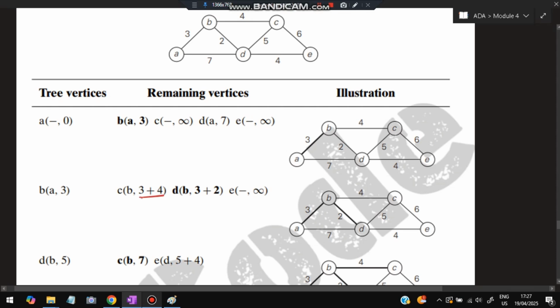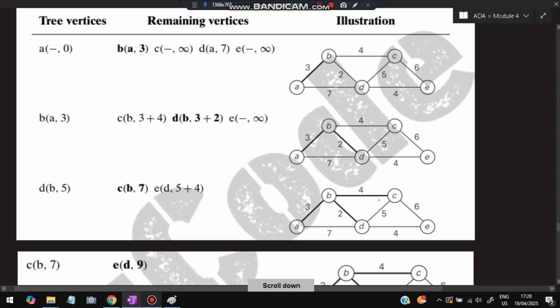Now this 3 plus 4, how did I get it? I got it via B, 3 plus 4. So this is the thing I'll be considering now. If you consider from D, I can go via 5. If you consider the whole cost, A to D is 3 plus 2, 5, and 5 plus 5 is 10. Or I can go directly to C via B, which is 3 plus 4, 7. Since this is shorter, we'll choose this path and not the other path for C. So this one will be highlighted.